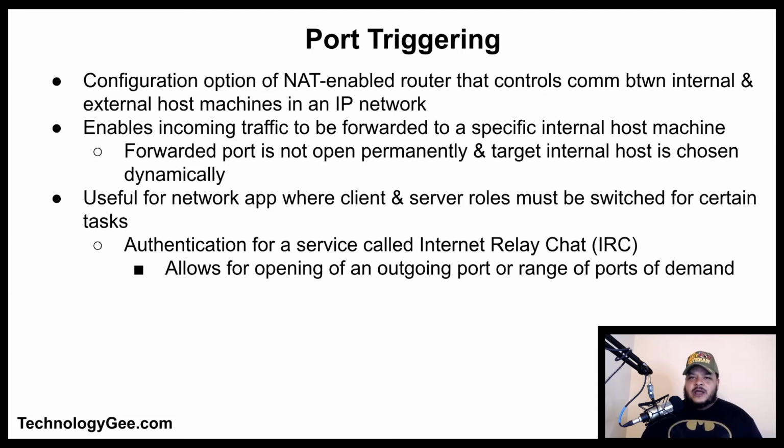Port triggering is a configuration option on a NAT-enabled router that controls communication between internal and external host machines in an IP network. It is similar to port forwarding in that it enables incoming traffic to be forwarded to a specific internal host machine, although the forwarding port is not open permanently and the target internal host machine is chosen dynamically. Port triggering is useful for network applications where the client and server roles must be switched for certain tasks, such as authentication for a service called Internet Relay Chat, or IRC, which allows for the opening of an outgoing port or range of ports on demand.